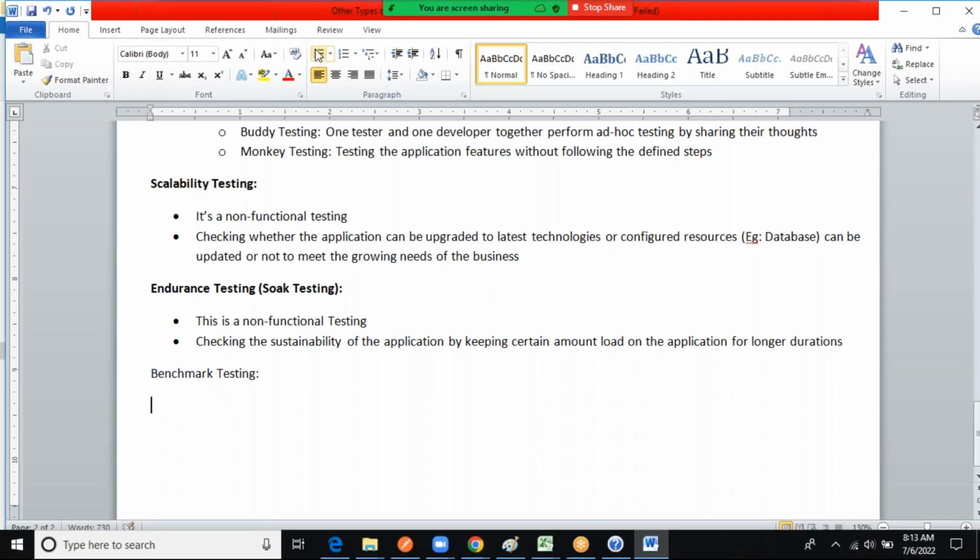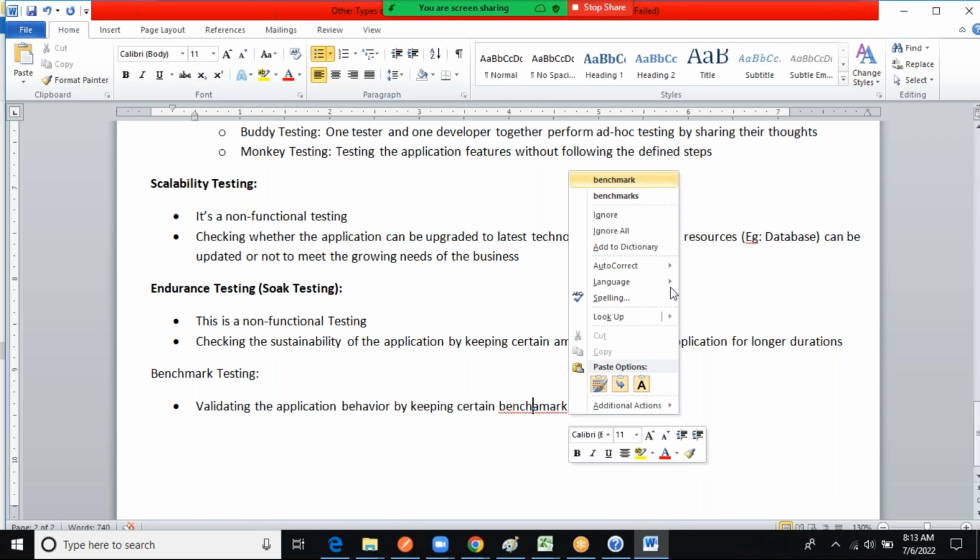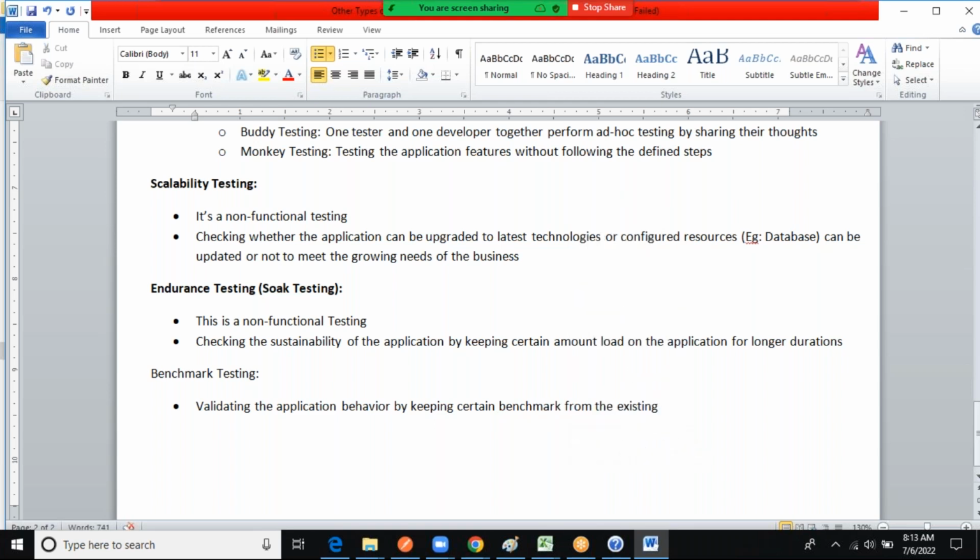Okay, benchmark testing. So validating the application behavior by keeping certain benchmarks from the existing references is benchmark testing.